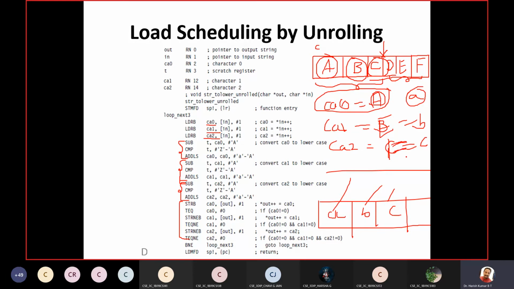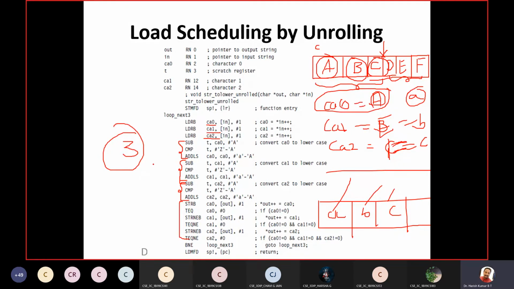Hope you people are able to understand. Yes, sir. And the same process is repeated. This is what loop unrolling is. Now, can you tell me how many times the loop is unrolled here? 3 times. The loop is unrolled for 3 times.